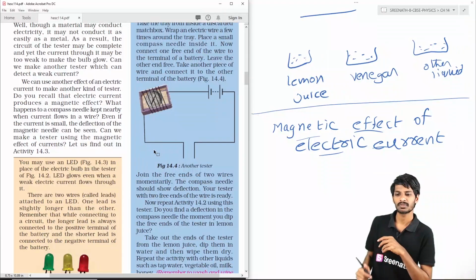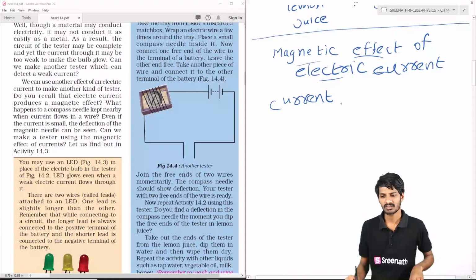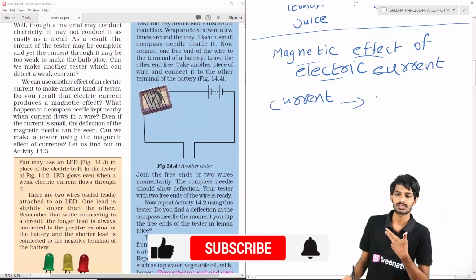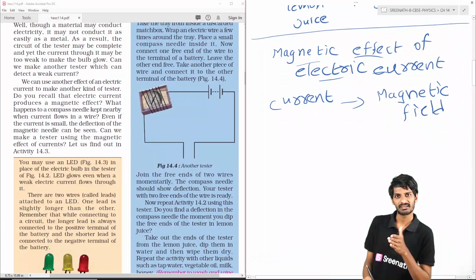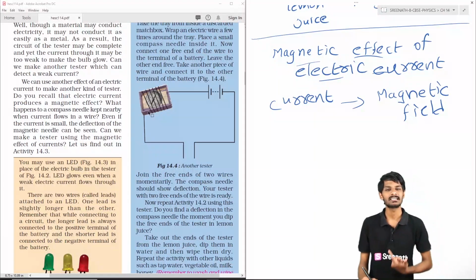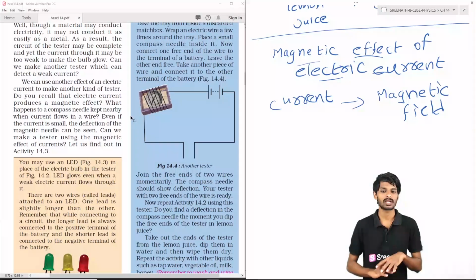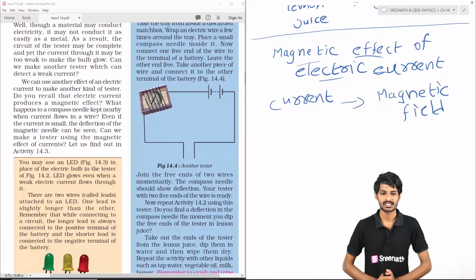The basic concept is that we know the magnetic effect of current: whenever current flows, it produces a magnetic field. And whenever there is a magnetic field, the magnetic compass will show some deflection. So whenever current flows through this wire, we can see the deflection. That is the test. If you see a deflection, we can conclude that current is passing.